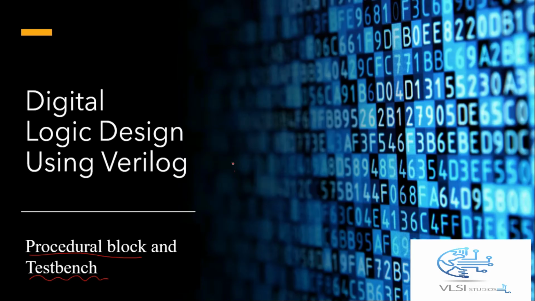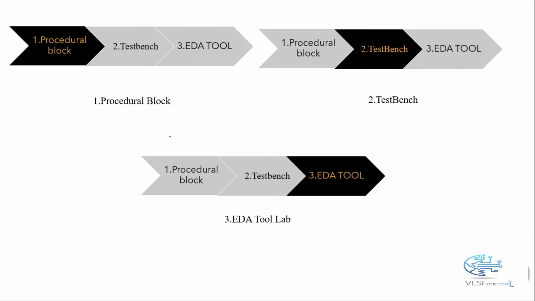So let's get started with a question: why do we need a procedural block? As we know, Verilog is a concurrent programming language, so why do we need the sequential execution of statements? And the second question is, how many different types of procedural blocks can we use in Verilog? All those questions we can address in the first module.